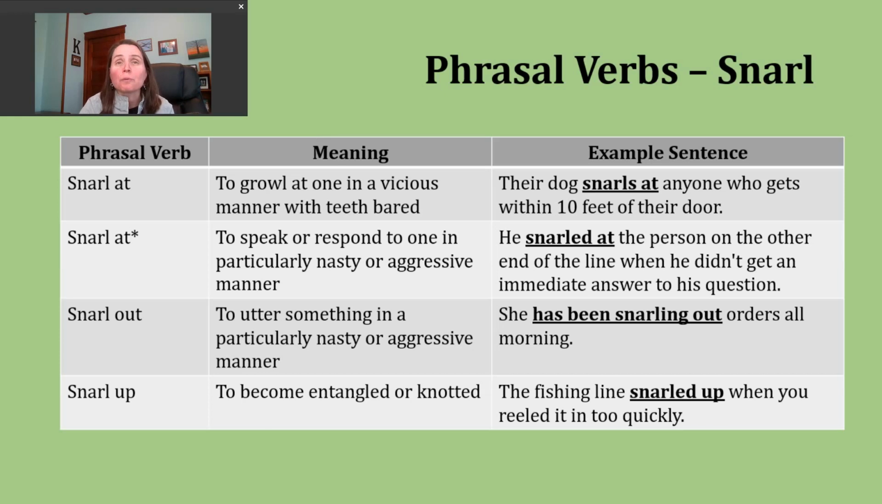The last phrasal verb we'll discuss today is to snarl up. It means to become entangled or knotted. So back to that third definition of the verb. An example of this. The fishing line snarled up when you reeled it in too quickly. Right? So if there are any fisher people out watching this video, maybe you've had this particular experience. So you've cast, you're trying to bring it back in, right? And if you go too quickly, right, it can sort of become entangled or knotted.